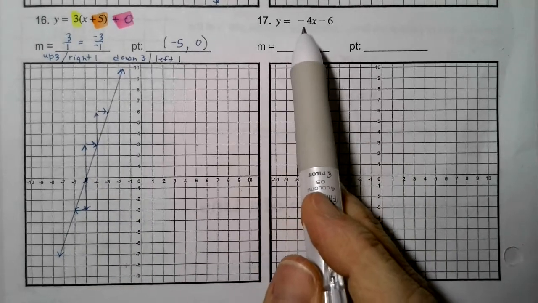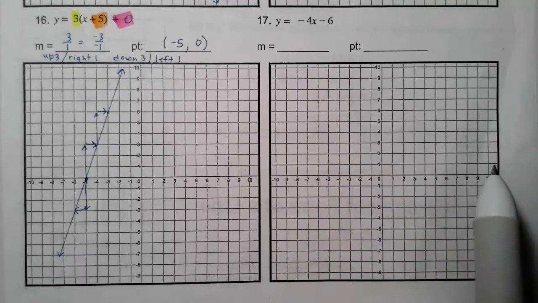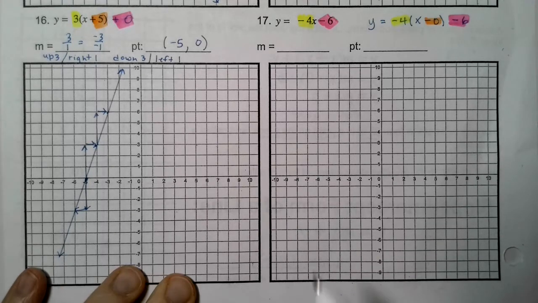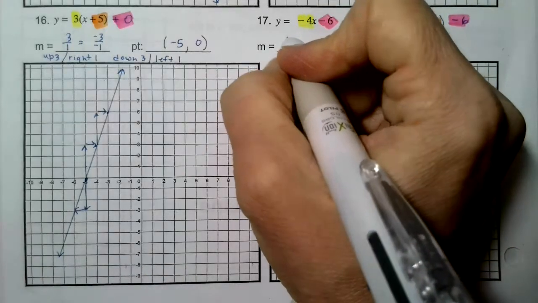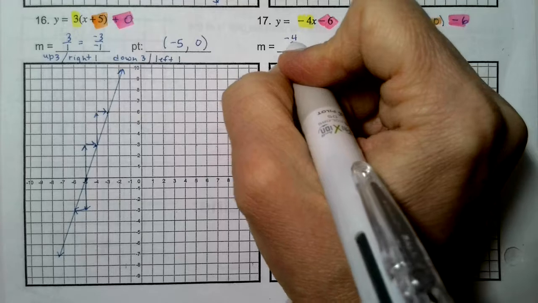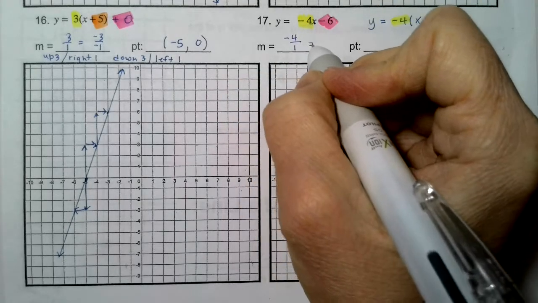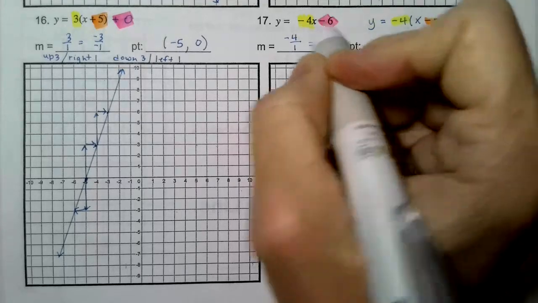We have y equals -4x minus 6. Pause the video, tell me what the slope and the point is that we know here, and then plot those points. So for the slope, you had -4, which again, when you're thinking of it as rise over run, that negative can go with the 4, or it can go in the denominator with the -1.